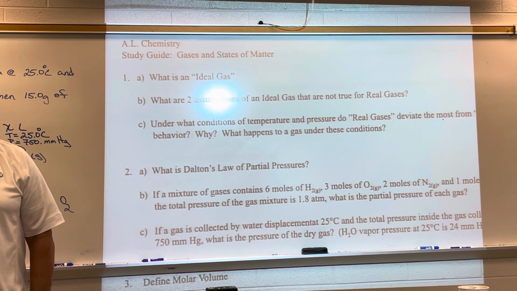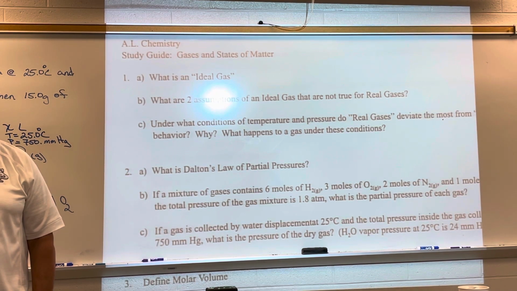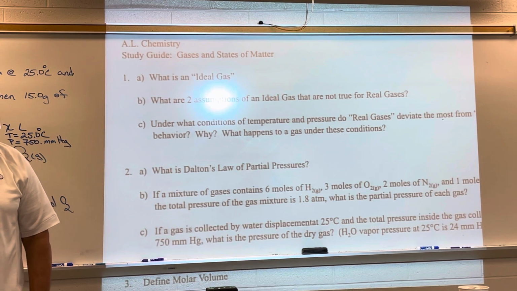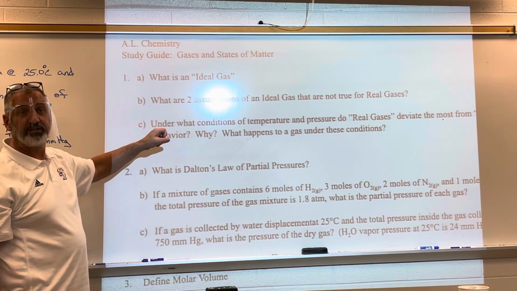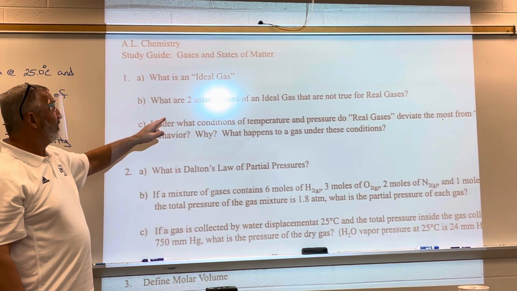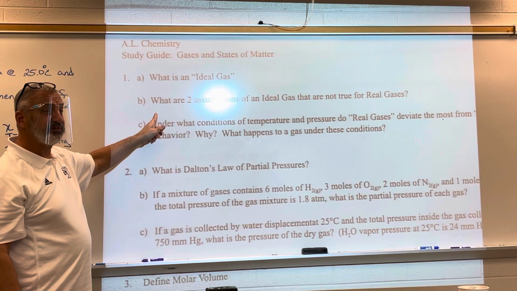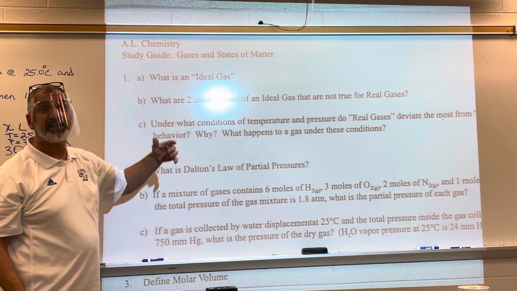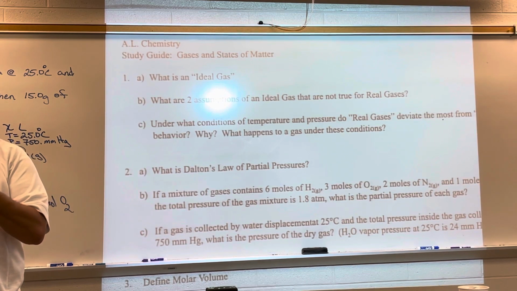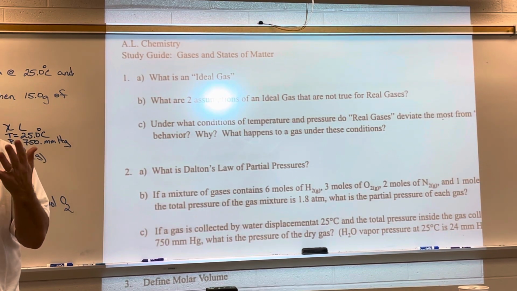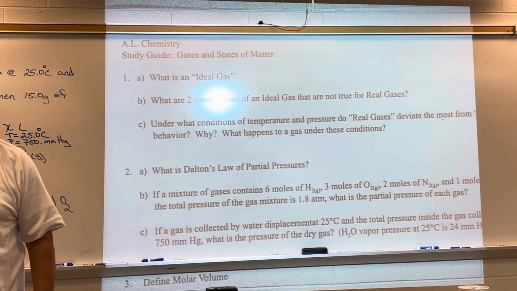Okay, you know what the definition of an ideal gas is? The ideal gas is an imaginary gas. Now, this second part here, the two assumptions, is the rest of the definition. An ideal gas has two assumptions that are not true for a real gas. A real gas is just that: carbon dioxide, oxygen, nitrogen, helium, any gas is a real gas.